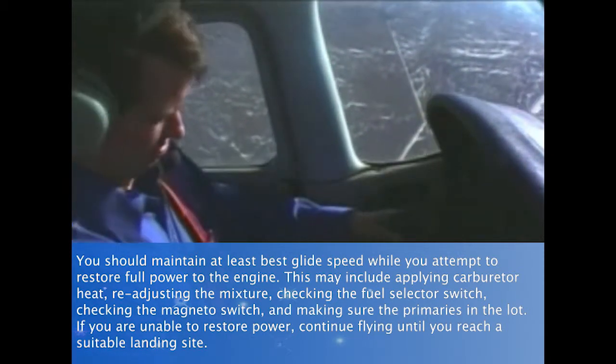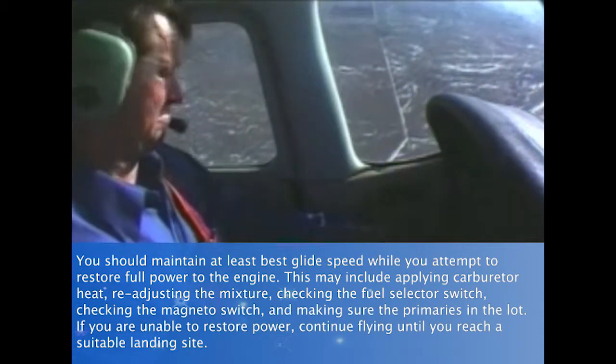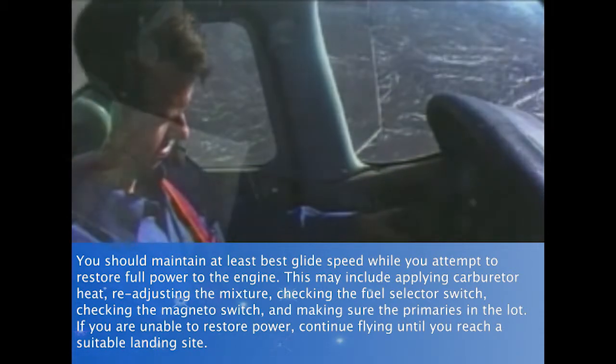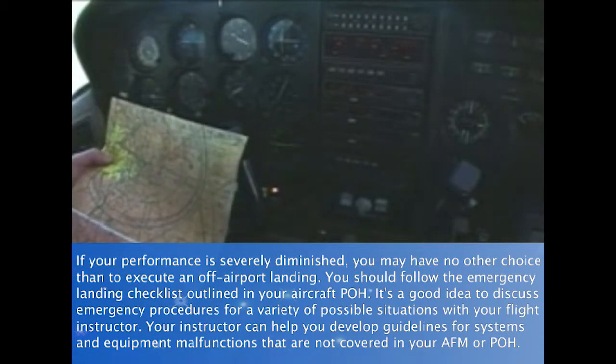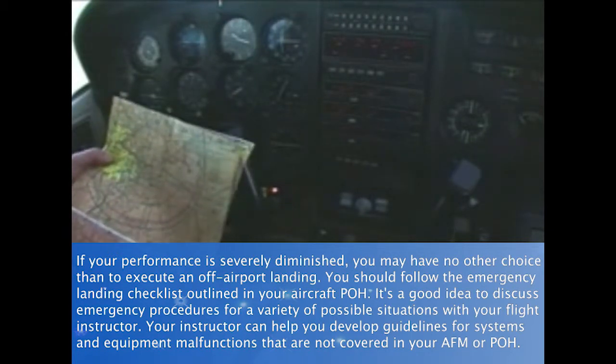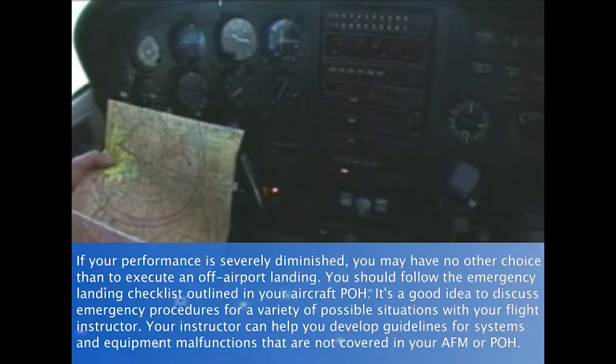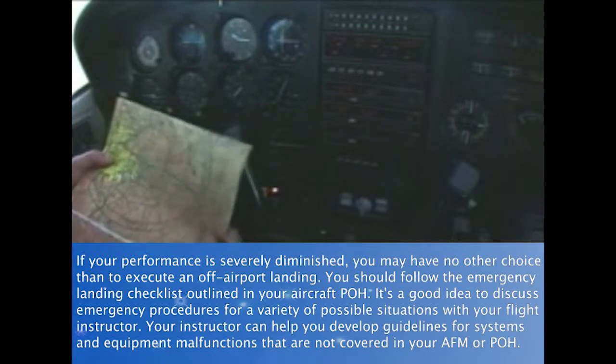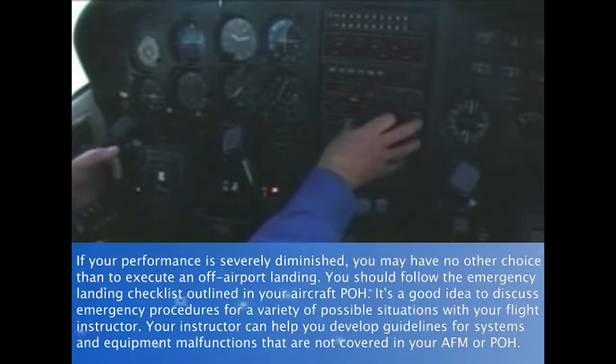If you are unable to restore power, continue flying until you reach a suitable landing site. If your performance is severely diminished, you may have no other choice than to execute an off-airport landing. You should follow the emergency landing checklist outlined in your aircraft POH.